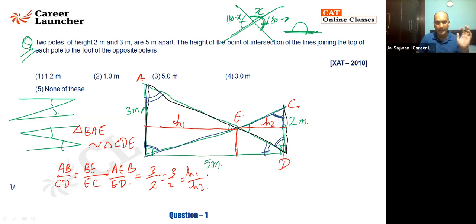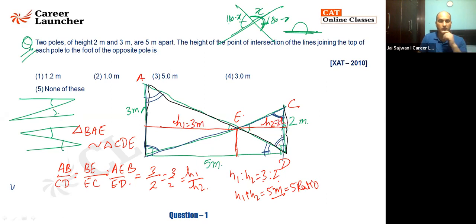So H1 is to H2 is 3:2, and the sum of H1 plus H2 is equal to 5 meter. Can I say 3:2 means 5 ratio? 5 ratio is equal to 5 meter. So 1 ratio is equal to 1 meter. This is 3 meter and this is 2 meter. I hope it is clear to you. Because of that, I can say this is also 3, and this longer side is coming out to be 5. Though there's a direct formula also, we will talk about that later on.